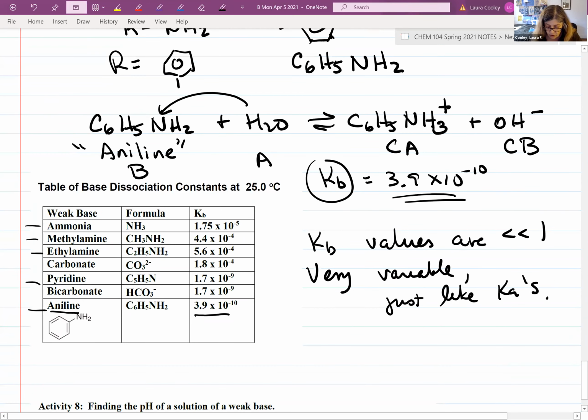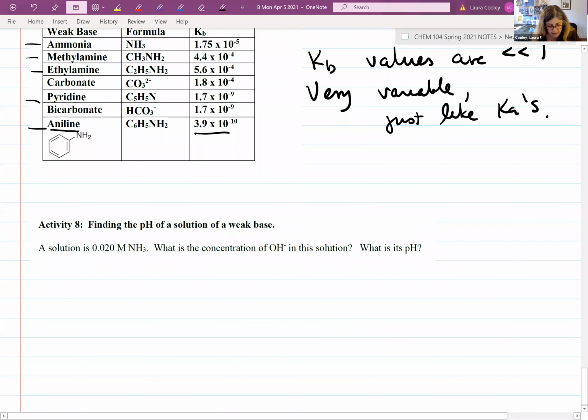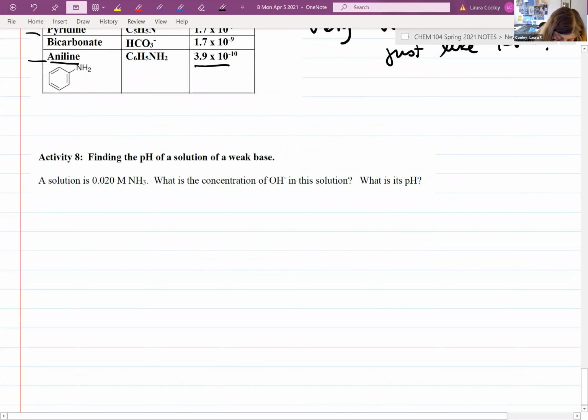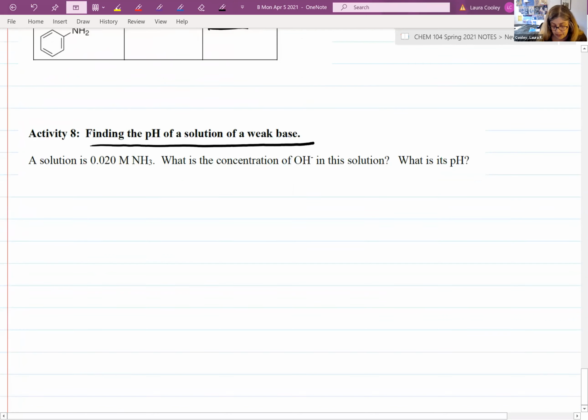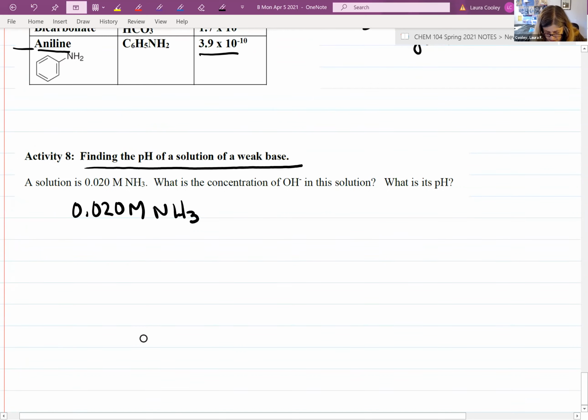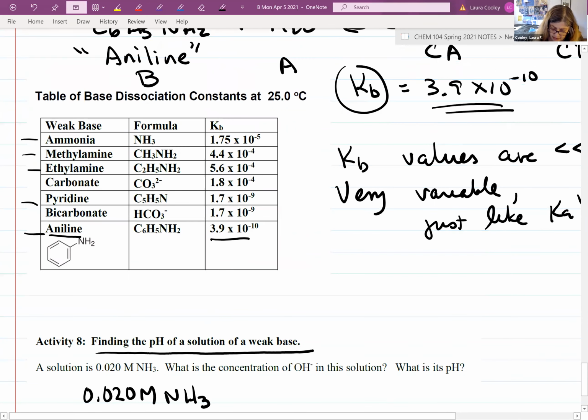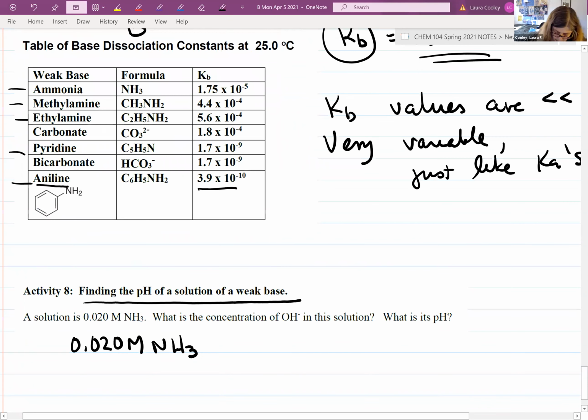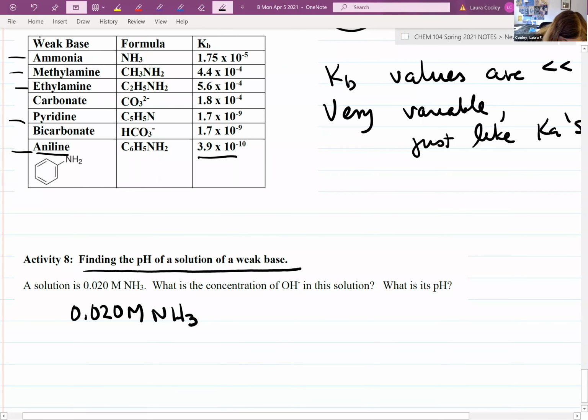Okay, so I just want to do one more problem today. I think one more problem. And that is, how do we find the pH of a solution of a weak base? I'm going to do it for ammonia, 0.020 molar ammonia. Actually, there was something I kind of left out, and that is all of these base equilibria. Well, actually, I'm just going to write the equilibrium for ammonia, and I'm going to try to show you how you can generalize it.